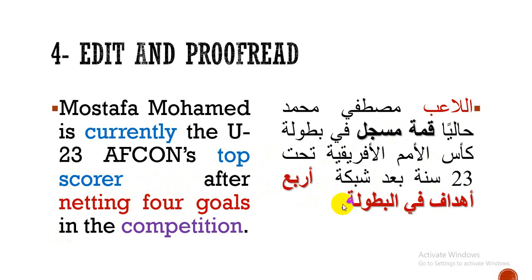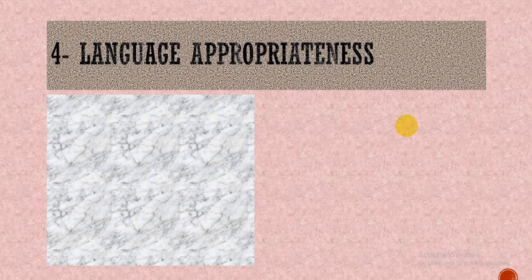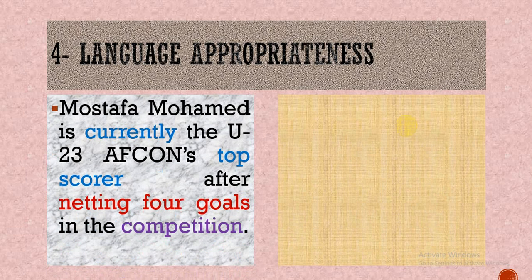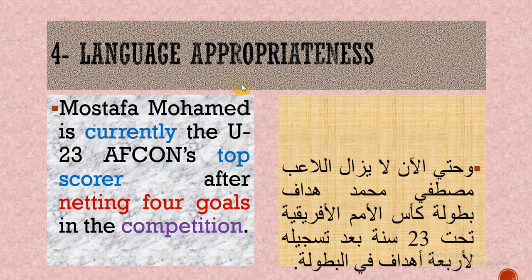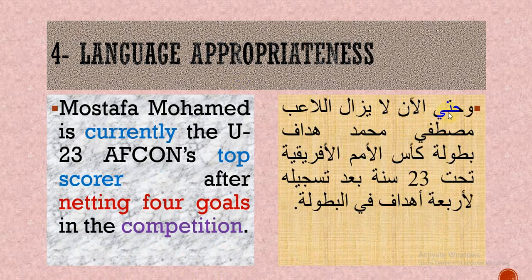Does it sound natural? Of course not, because this is an acceptable text in English while this doesn't make any sense in Arabic. So how can we edit this and make it natural in the translation? How to maintain linguistic appropriateness? See, we can translate it currently. وحتى الآن لا يزال اللاعب مصطفى محمد هداف بطولة كأس الأمم الإفريقية تحت 23 سنة بعد تسجيله ل4 أهداف.